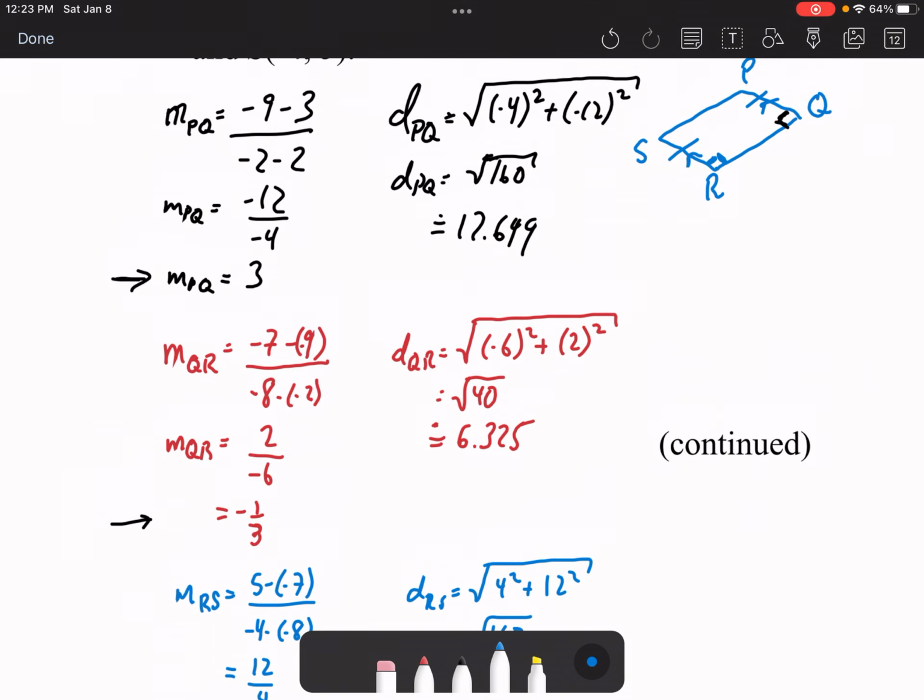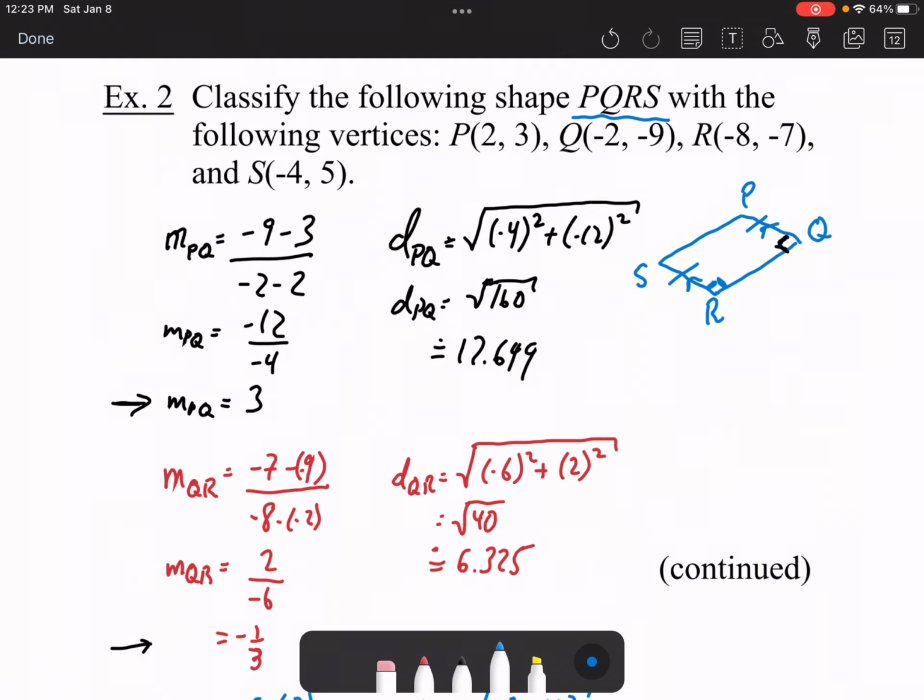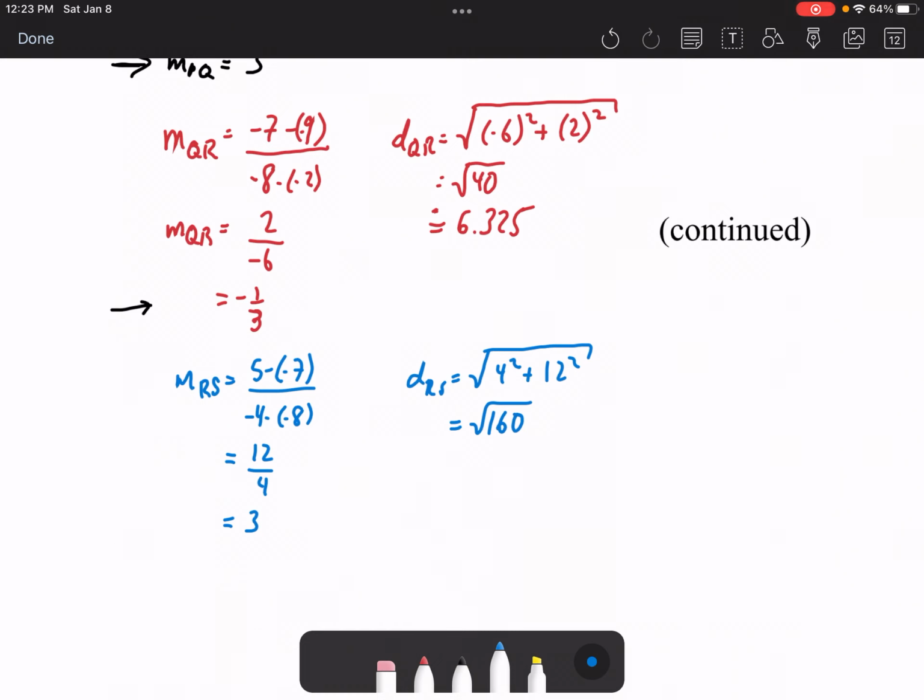You can prove it to yourself by finding the last length of PS and finding out that it is also parallel to QR and that it's perpendicular to both at P and S as the angles. So, what can we conclude? The conclusion of this is the shape PQRS is a rectangle.